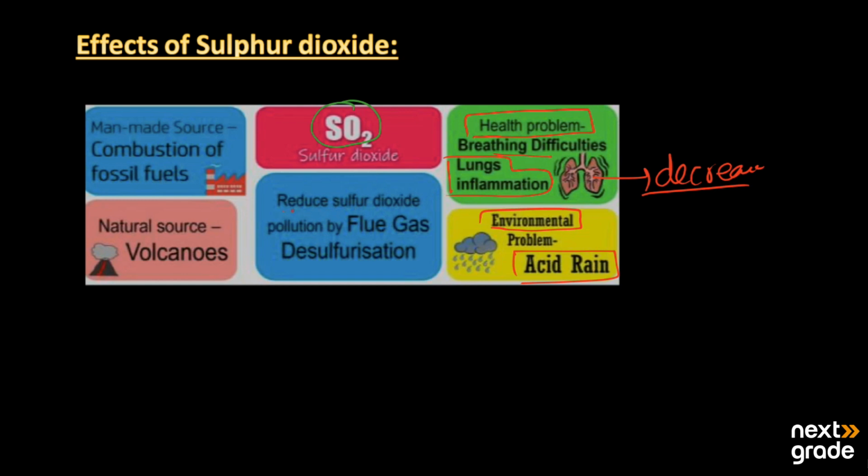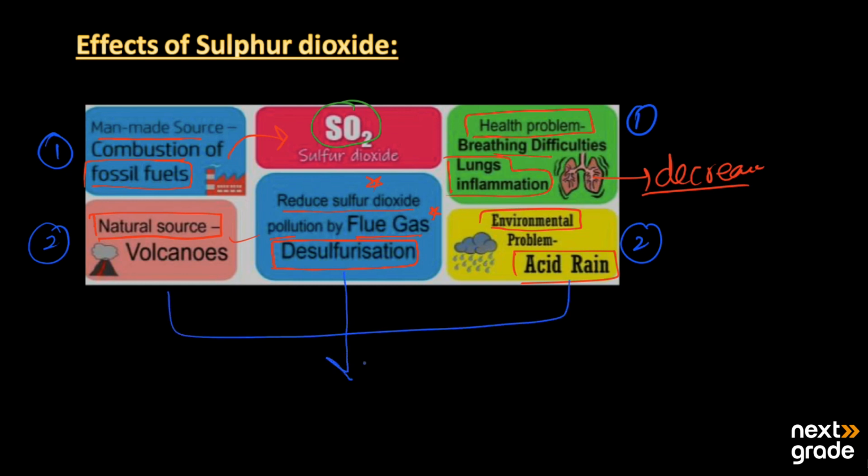Then, sulfur dioxide pollution can be reduced by treating the fuel gas, which is known as desulfurization. This is the reduction of sulfur dioxide in the fuel gas. Then we have its man-made source, which is the combustion of fossil fuels. It also produces sulfur dioxide. The second source is the natural source, which is volcanoes. So we have two sources, man-made and natural. And here we have its two problems, on the health of human beings and on the environment, which is a big problem on the whole. Because of this, we may also reduce its level by using desulfurization.